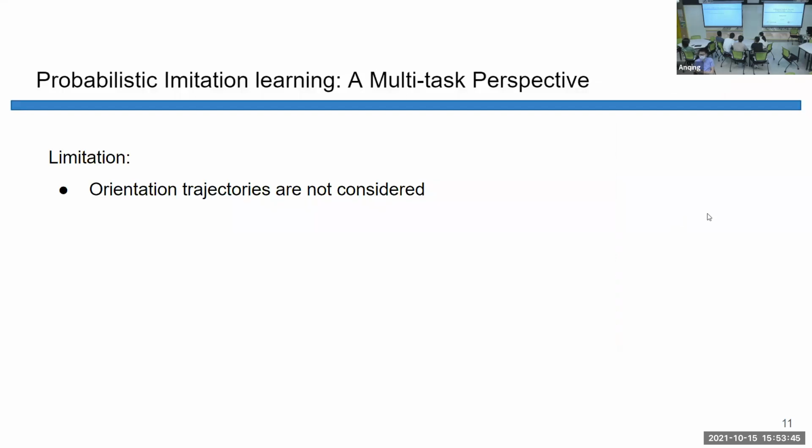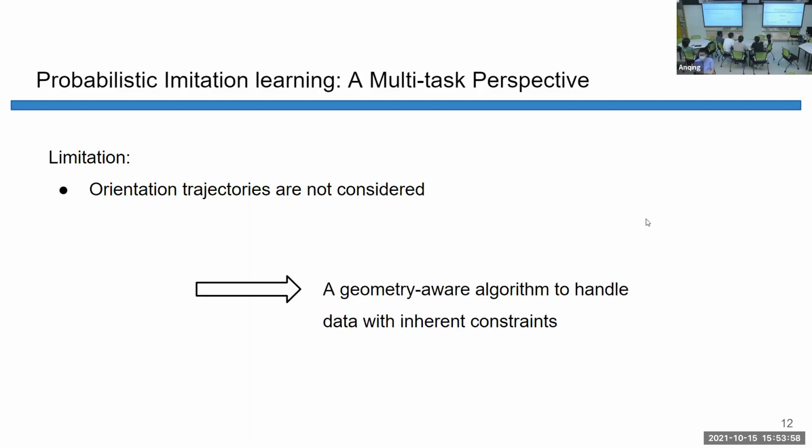But as you might have noticed, the robot cannot learn the orientation trajectories well, because the orientation trajectories are not considered. It motivates us to think of a new algorithm that can handle data with inherent constraints.